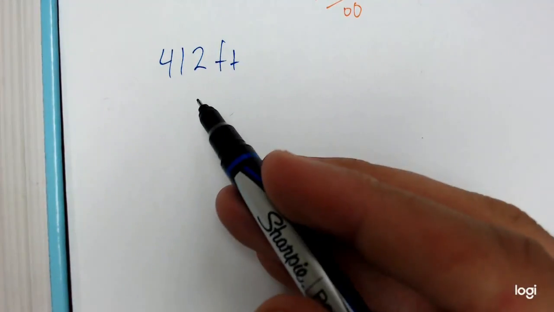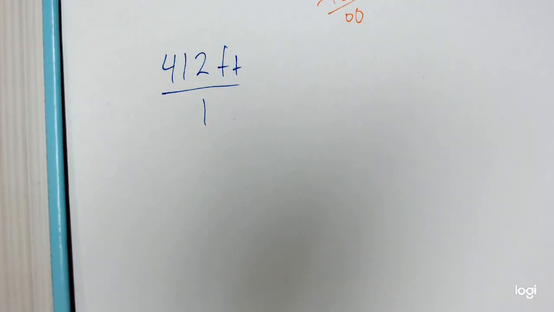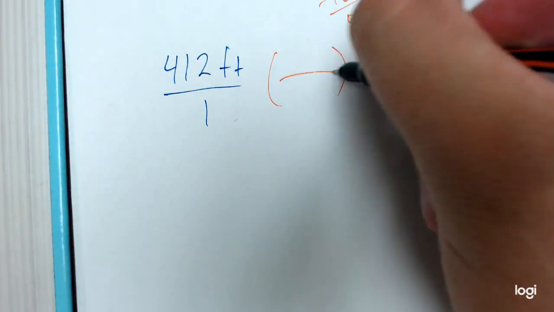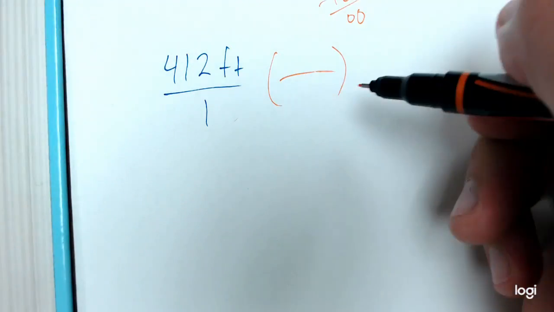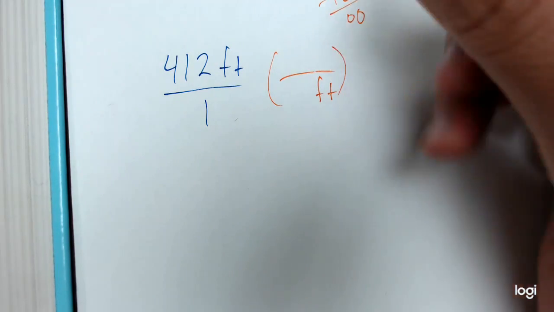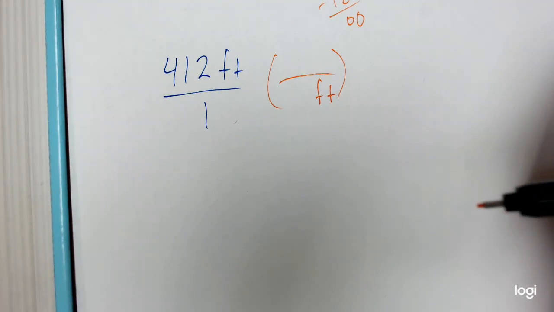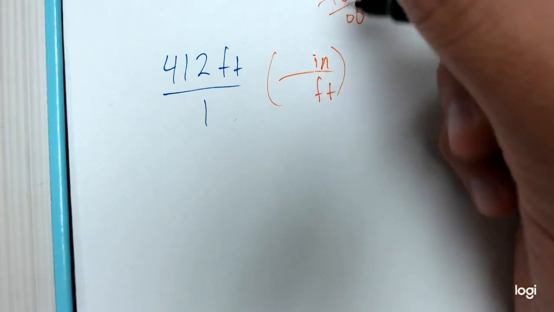So let's say I need to convert 412 feet to inches. So step 1 is I take my unit and I put it over the number 1. Step 2, I'm going to write a unit multiplier and fill it out. The way I fill it out is I take this word which is on top and I put it on the bottom. So feet becomes feet. And then I ask myself, what am I converting to? Inches. So inches is now the word on the numerator.